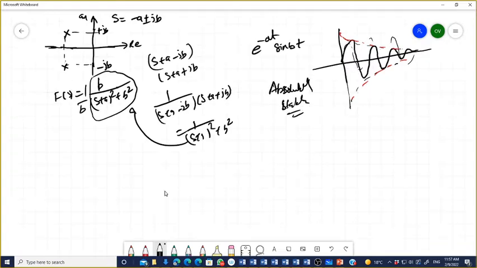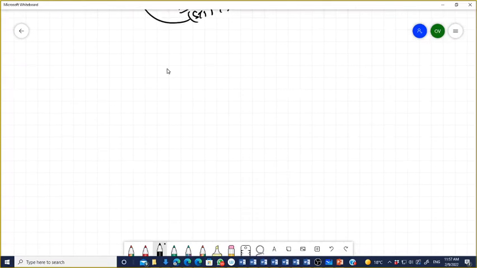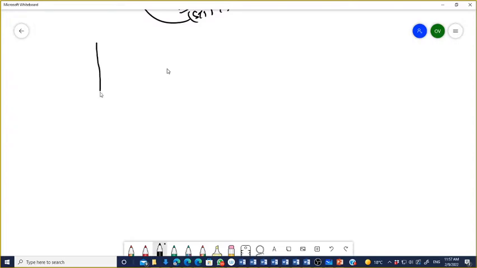Now come to the next, we are going to discuss another case. We have discussed one pole, two poles, double pole and complex poles, all in the left hand side.